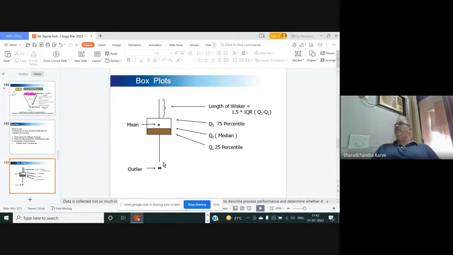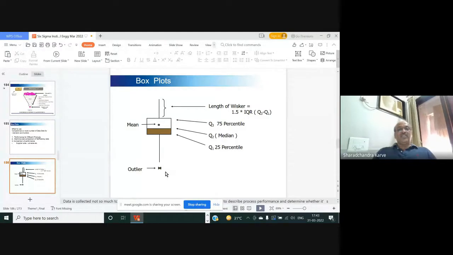This will happen because it may be that the actual length of the whisker comes up to 90. Let us say, for example, this point should be 90, but there is no point in the data set which is more than 75. So the whisker will cut at 75. That is the meaning of this, and that is why the whisker is short. Now, if there is a point beyond that whisker, it is called an outlier in the process.